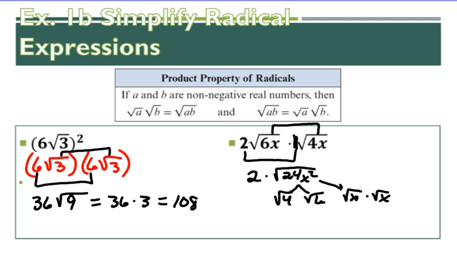Square root of 4 is 2. So now I have this 2, and then the square root of 4 is 2. Then I have the square root of x times the square root of x is x. And then I have my square root of 6. That would give us an answer of 4x times the square root of 6.